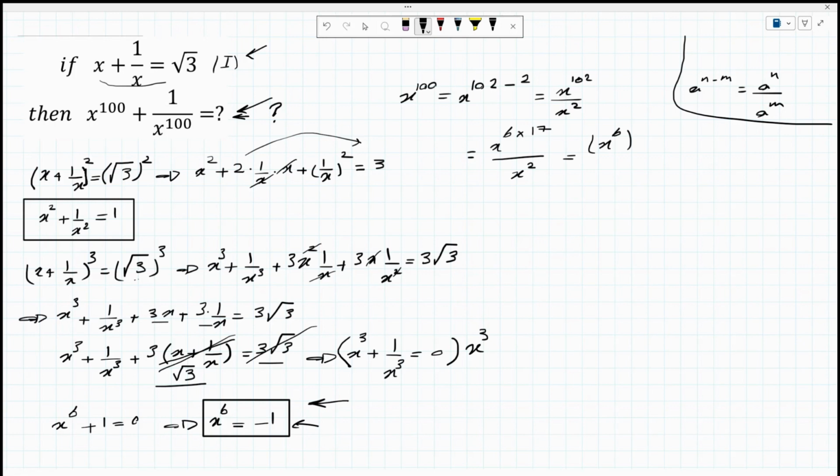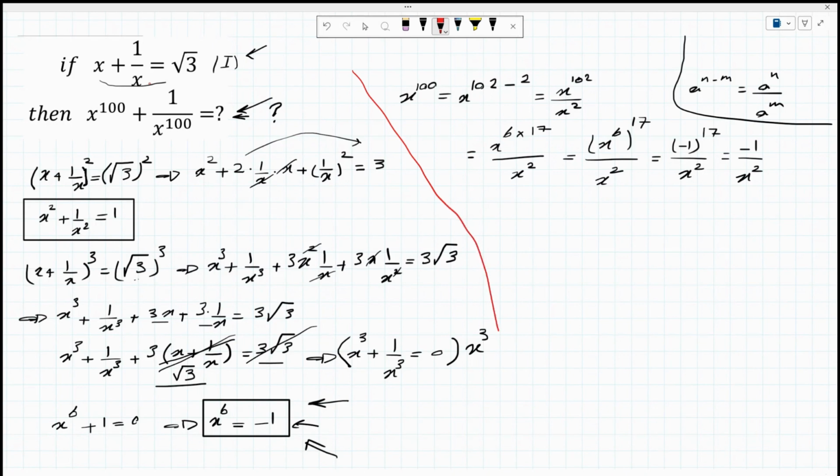This can be written as x to the power of 6, to the power of 17, divided by x2. And we all know that x to the power of 6 is equal to minus 1. So here we're going to have minus 1 to the power of 17 divided by x2. Minus 1 to the power of 17 is minus 1. And here we have x2. I'm going to divide these two sections and make a line so we don't confuse here.